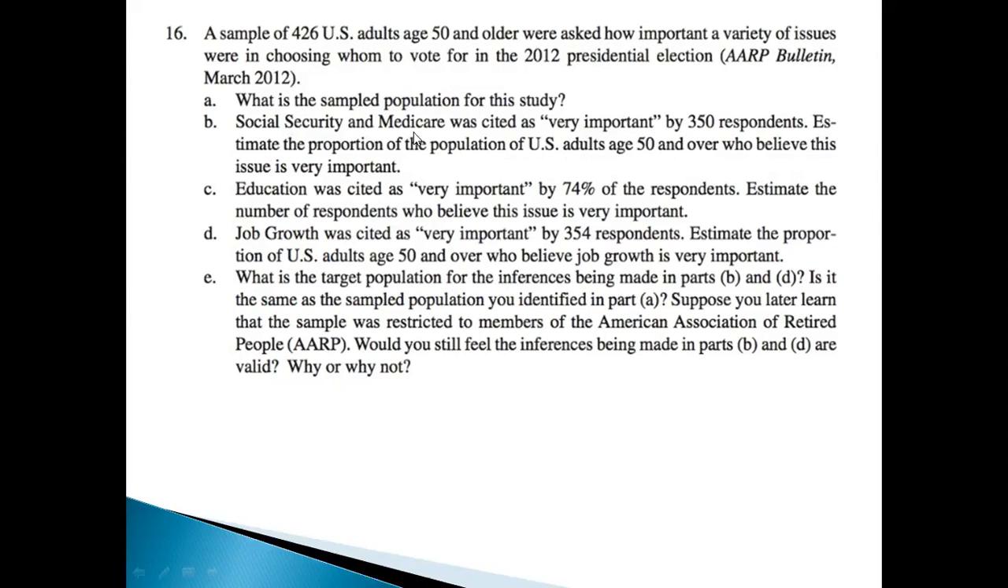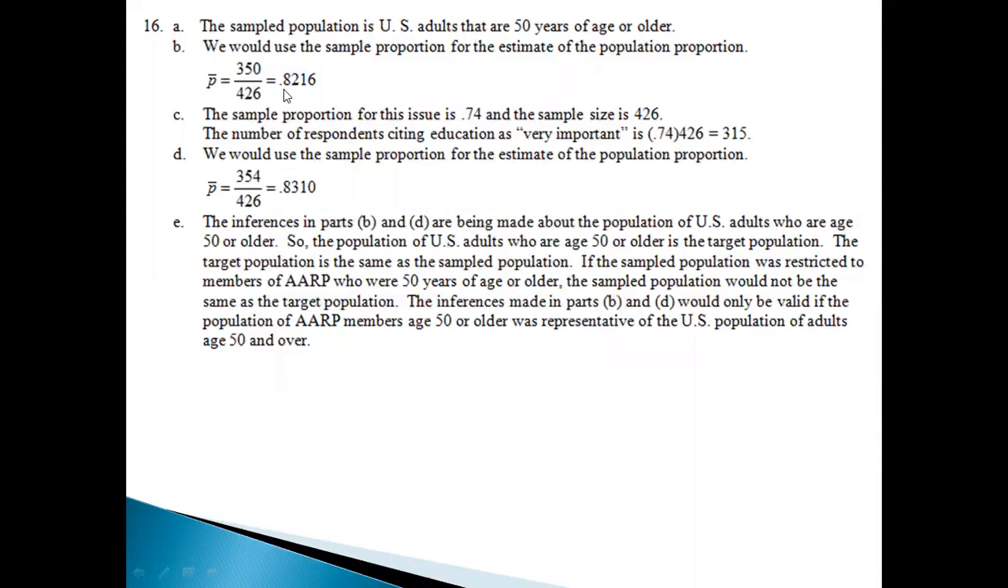B, Social Security and Medicare was cited as very important by 350 respondents. Estimate the proportion of the population of U.S. adults aged 50 and over who believe this issue is very important. Okay, so we want the proportion out of the total 426 that were sampled. So that's 350 over 426, which is 0.8216.